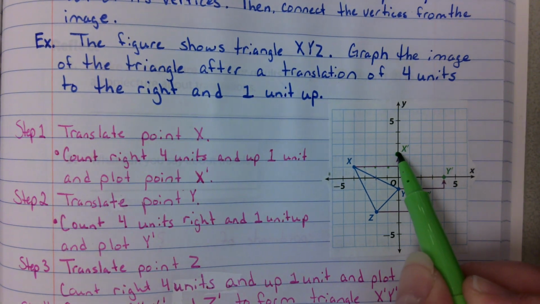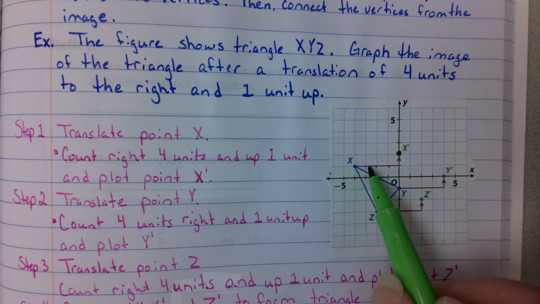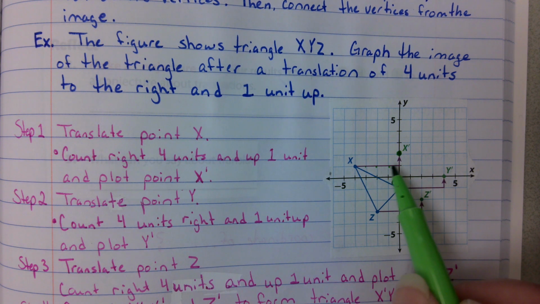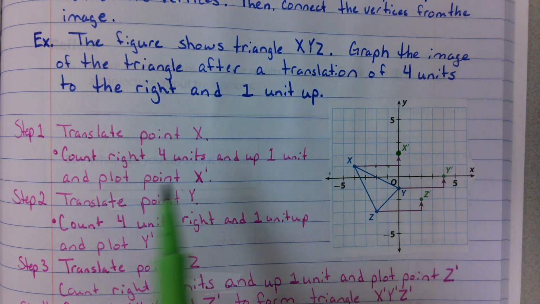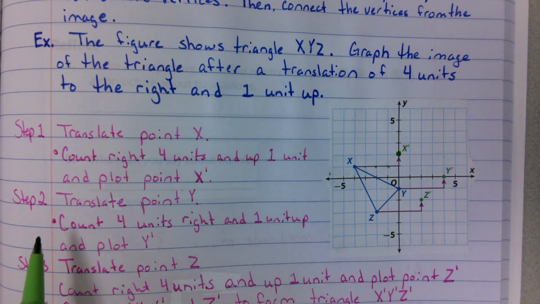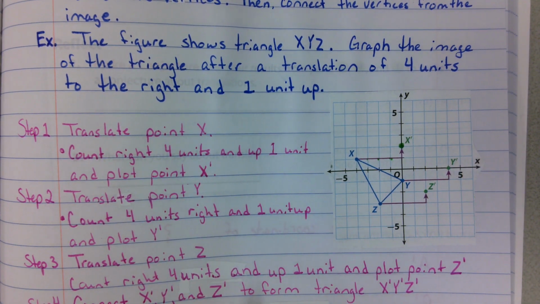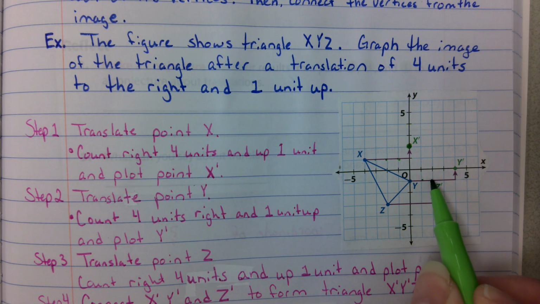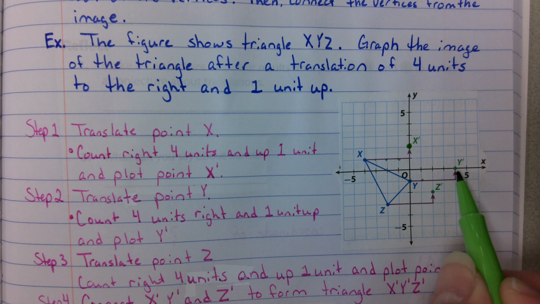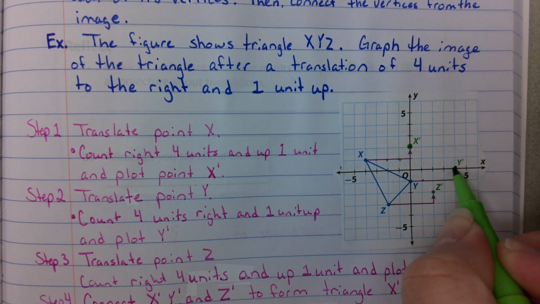All right, so here's our point. We don't draw or trace this movement. We run our pencil over it, but we don't touch that. And I counted, so you can have maybe little dots here. All right, so we've plotted our point. Next, we're going to translate point Y. So we're going to count 4 to the right, 1, 2, 3, 4, and then 1 unit up. Plot your point.